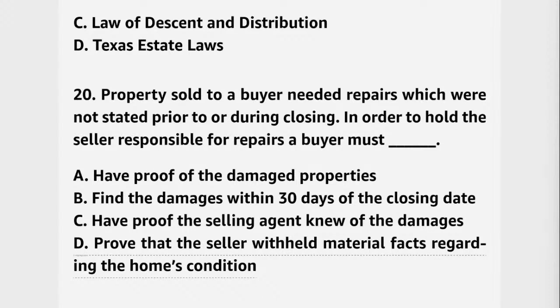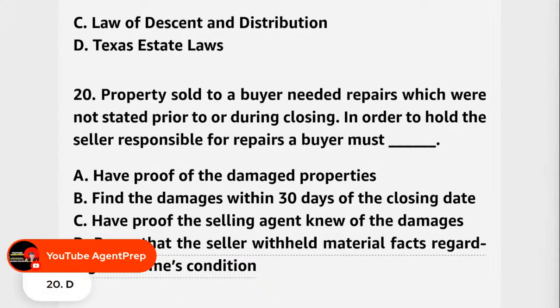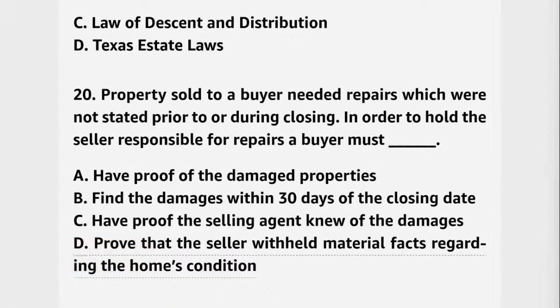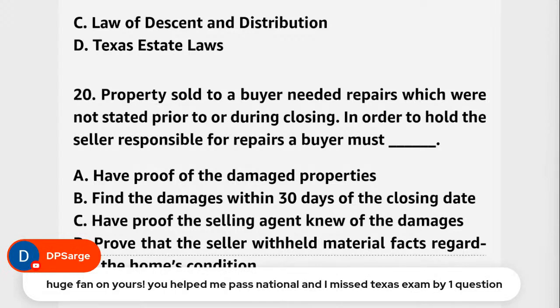And yes, the answer is 20D, right? Proof that the seller withheld material facts regarding the home's conditions. Because if they provided a seller's disclosure form, then it would have stated in the disclosure form. If the seller didn't provide it in the disclosure form, then the buyer has a case and can take them to court.